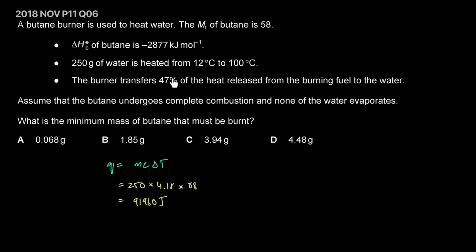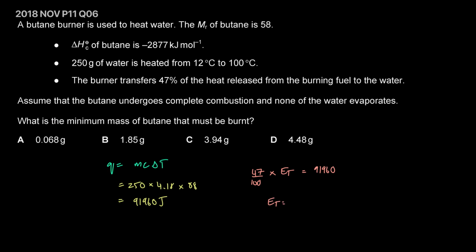So the total amount of energy that we need to release is something we have to calculate. Let's call that E subscript T, the total energy that we need to release. 47% of that total energy is going to be transferred to the water. So the energy transferred to the water would be 91960 joules. So we can figure out what the total amount of energy that we need to release will be.